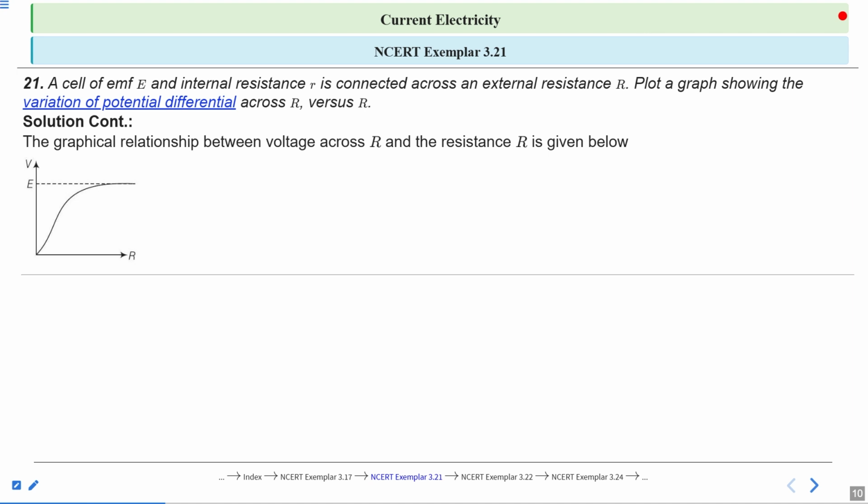Why is the shape of this plot not a straight line? Because there is a change in the denominator, small r by capital R, and capital R is changing, due to which this is not a straight line relation. The relation of V and R is not a straight line because they are not directly proportional. As R increases, V increases and tends to capital E. When R becomes infinite, V becomes equal to E.